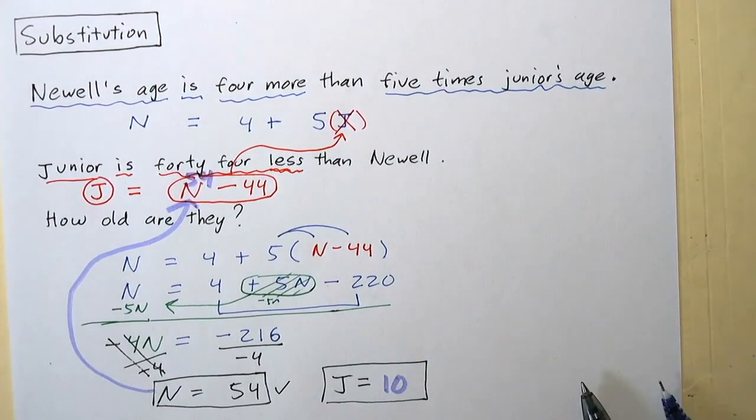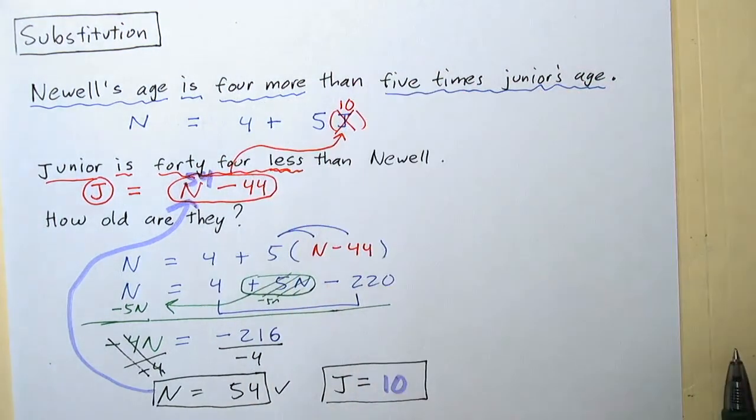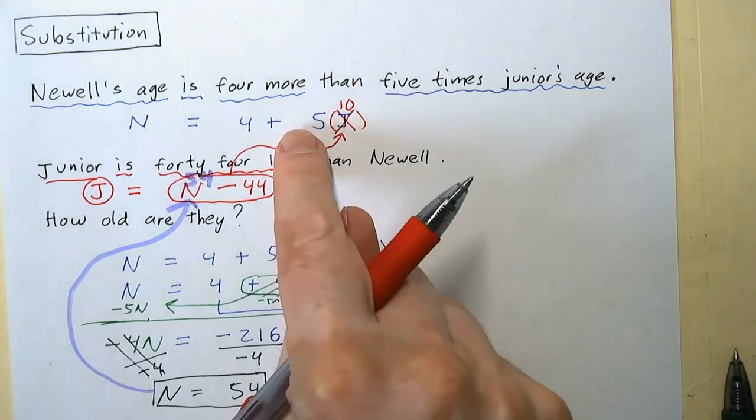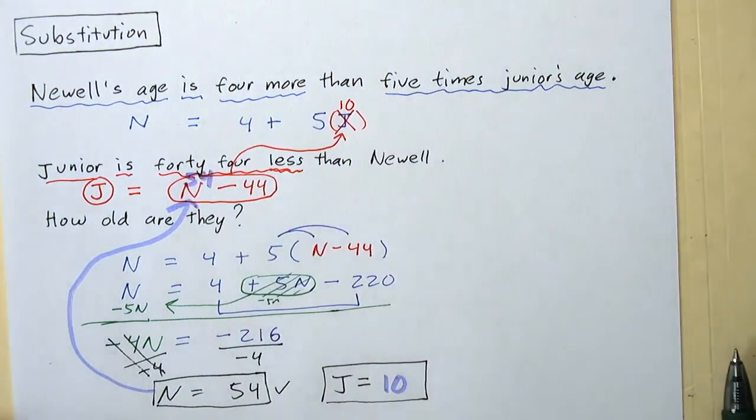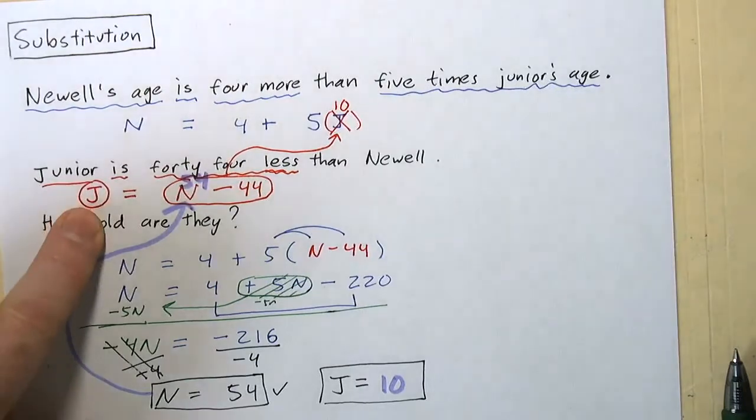And you want to check it? Let's just check it anyway. Newell's 4 more than 5 times Junior's age. If you put 10 there, does it work? Just to check it. 50 plus 4. Yep. Okay, ta-da. That's the substitution method. If you have a letter by itself, you could go plug it into the other problem.